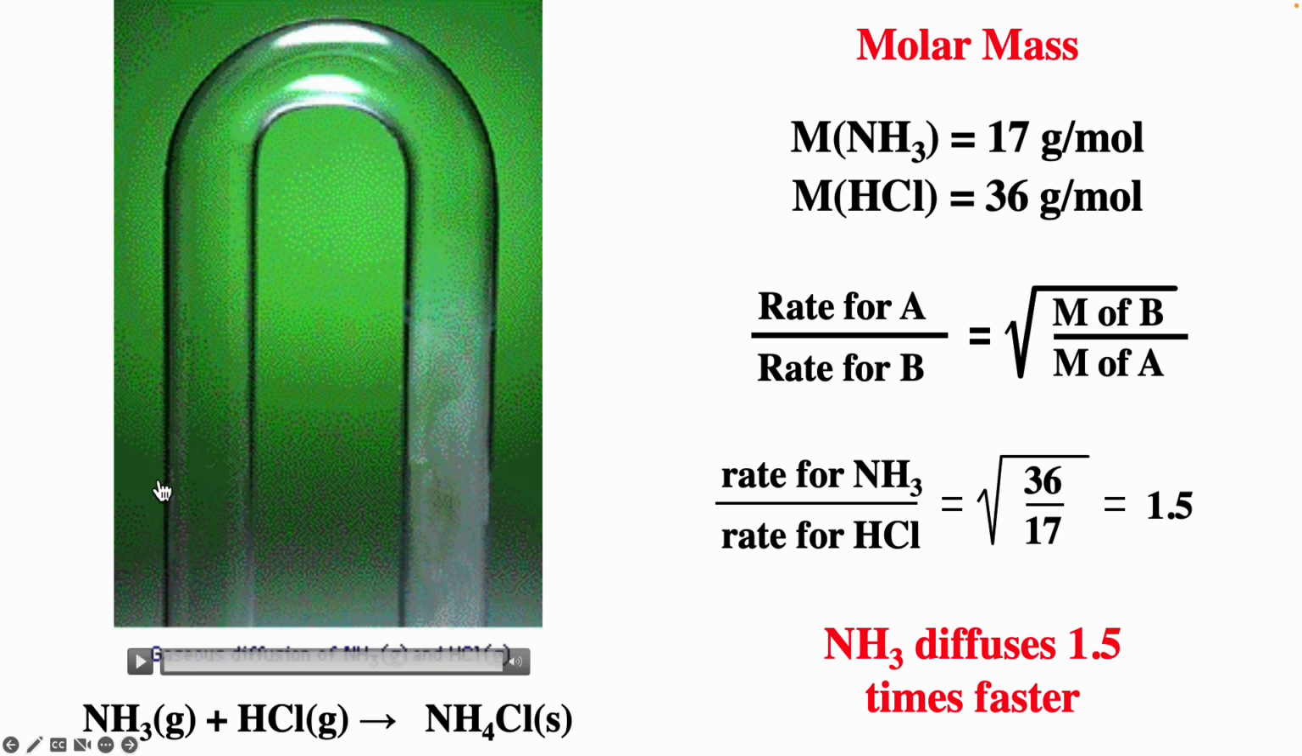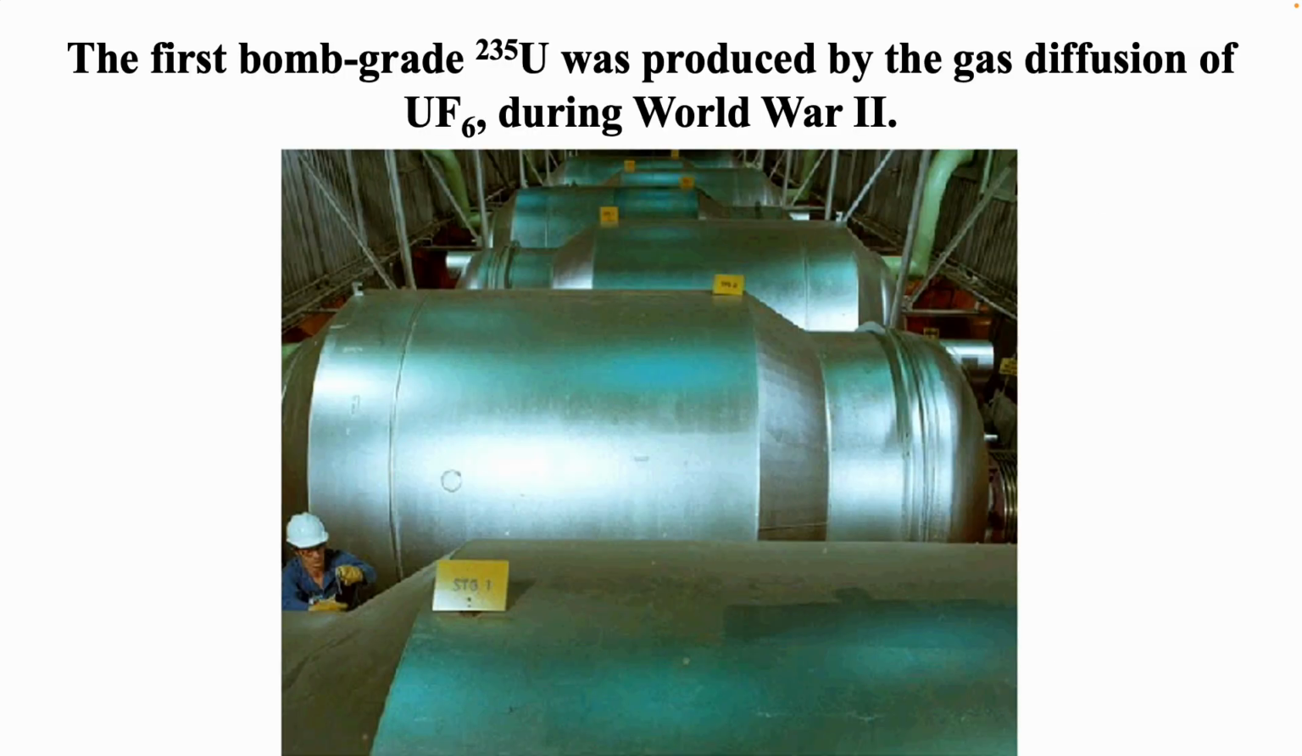And so the ammonia is on the left. It goes a farther distance before it hits the HCl, and so the ammonia must have diffused faster. The lighter the gas, the faster the gas. And again, they were at the same temperature, and so they had exactly the same average kinetic energy, but because kinetic energy is equal to 1/2 mv squared, the lighter the gas, the faster the gas. But it's kind of interesting.